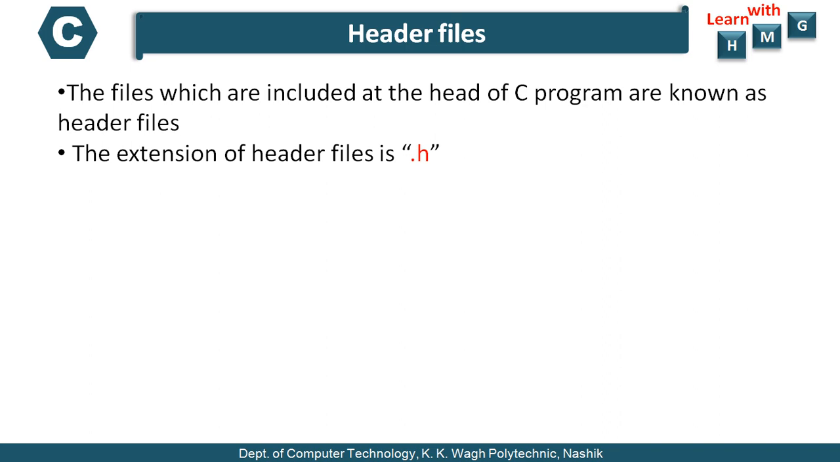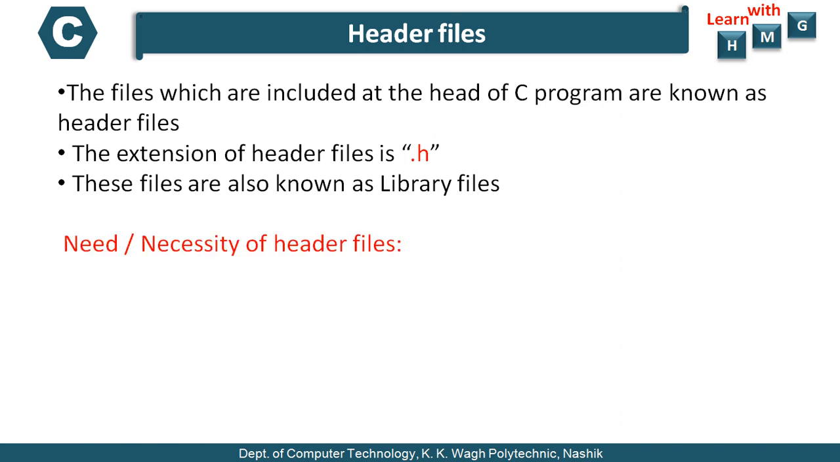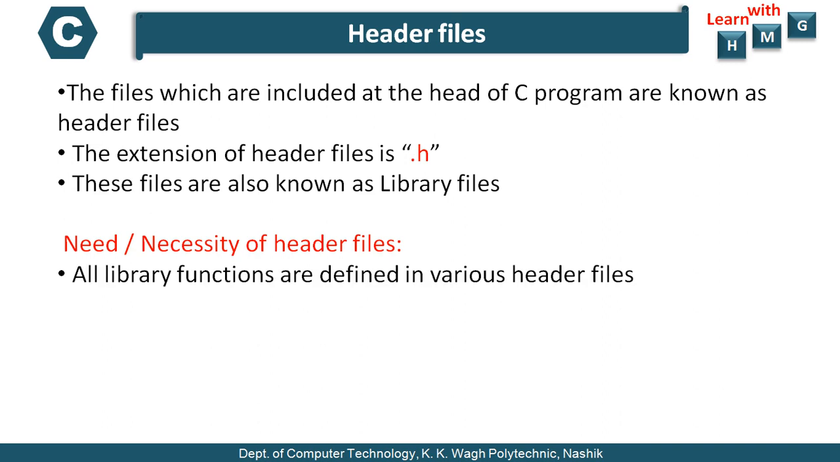These files are also known as library files. What do you mean by library files? Let us see the necessity. All library functions are defined in various header files. Whenever you write a C language program, it is nothing but a sequence of various C functions. For input operation you will require one function, for output operation another function, for any mathematical operation another function. There are around 400 to 500 such functions, and they are called library functions, and these library functions are defined in various header files.